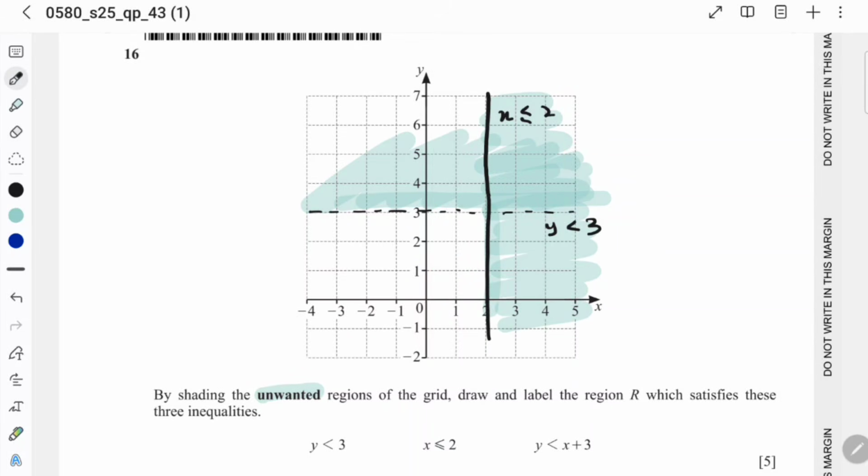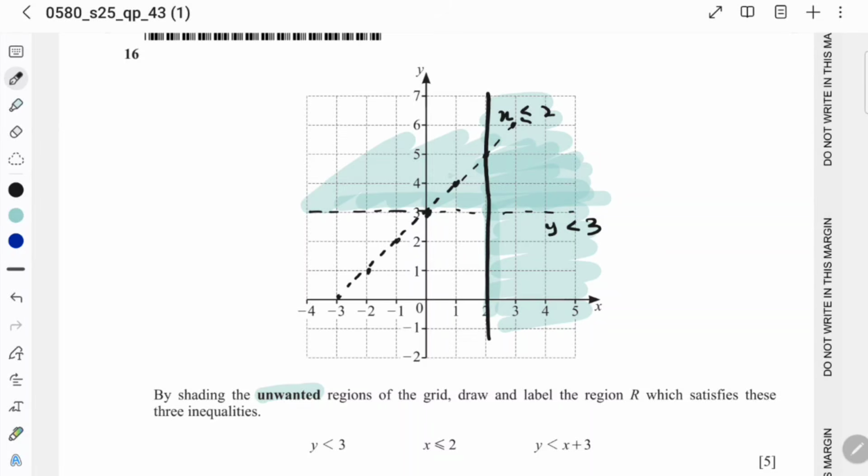The next line is y is less than x plus 3. The gradient is 1 and the y-intercept is 3. So 3, and the gradient is positive 1. I'm just making it with rise over run, with the table also. Draw a dotted line.